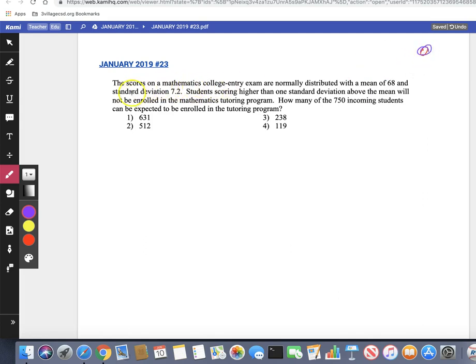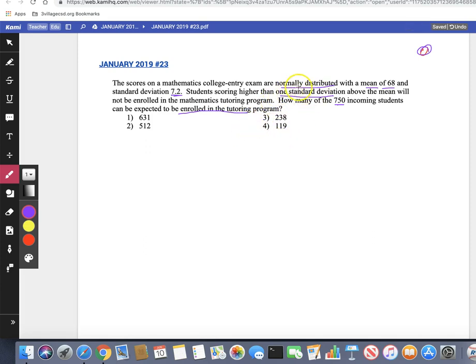On this problem, we were told the scores on a mathematics college entry exam are normally distributed with a mean of 68 and a standard deviation of 7.2. Students scoring higher than one standard deviation above the mean will not be enrolled in the mathematics tutoring program. How many of the 750 incoming students can be expected to be enrolled in the tutoring program?